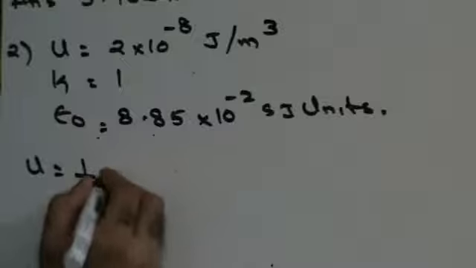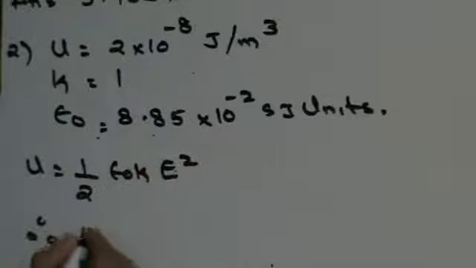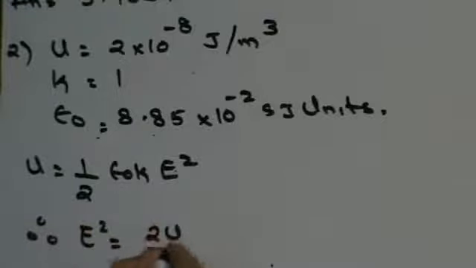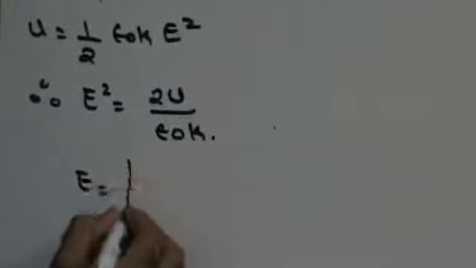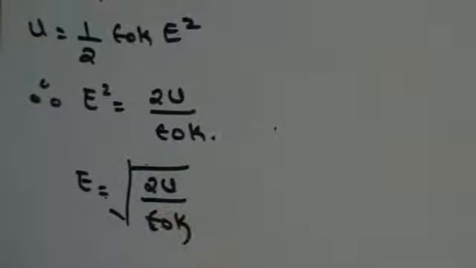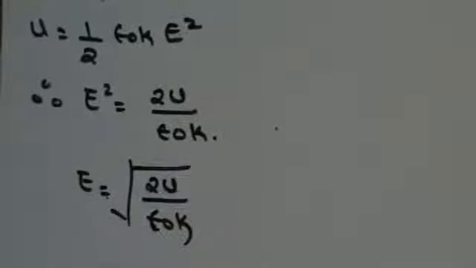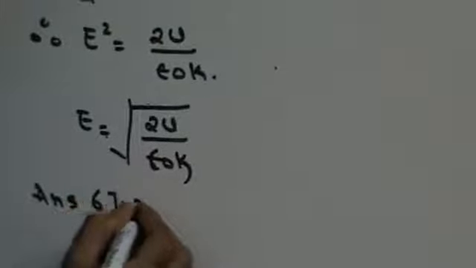Energy per unit volume, U, is half epsilon 0 K E square. Therefore, you can say that E square is 2U upon epsilon 0 K. E is equal to square root of 2U upon epsilon 0 K. You have U, you have K and epsilon 0. You can substitute and get the answer. The answer for this sum should be 67.23 newtons per coulomb. Next, take down the next sum please.